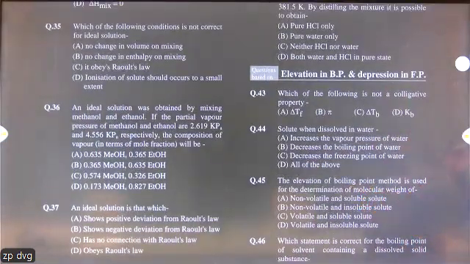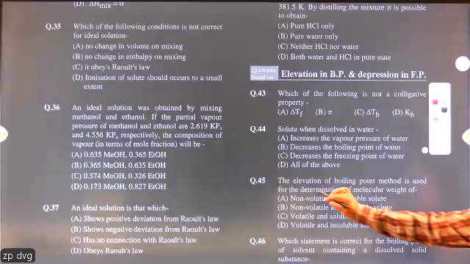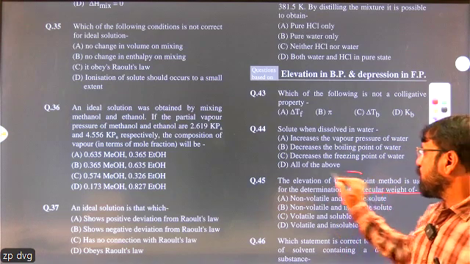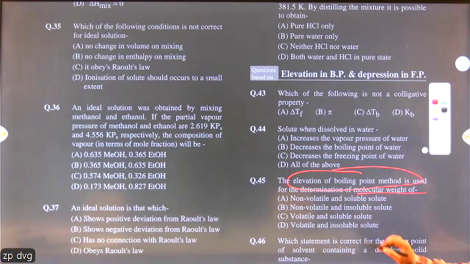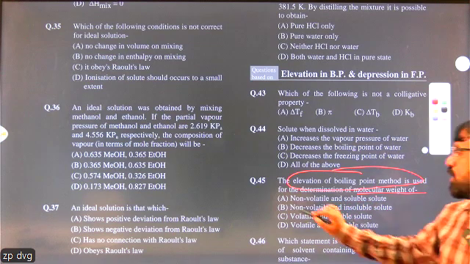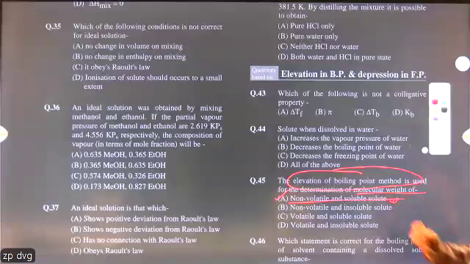Elevation of boiling point method is used for determination of molecular weight. So here we are using elevation of boiling point to get the molecular weight. Then which option is the correct answer? Compulsorily we have to use a non-volatile and soluble solute. Then only we can get the molecular weight, from the elevation of boiling point.